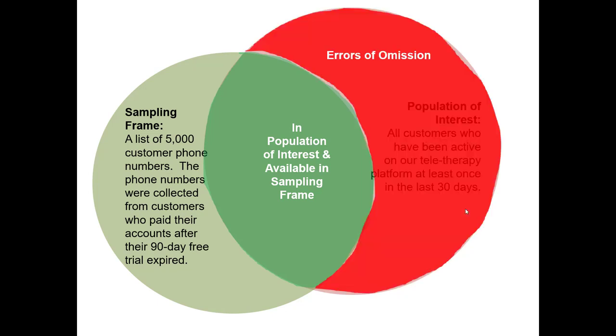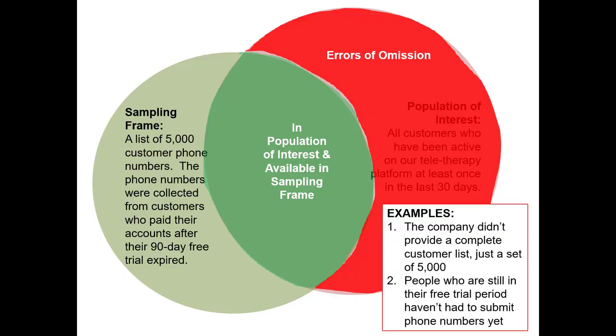On one hand, there's going to be people that are in our population of interest that we don't have in our sampling frame. Those are called errors of omission. A couple examples might be, well, maybe the company simply just didn't provide us a complete customer list, just a random sample of 5,000. Very typical for a marketing research firm not to get the contact information of every single customer. This isn't really a problem at all. As long as the list that we got was random, we aren't really concerned that they didn't give us all of them. We weren't going to sample everyone anyways.